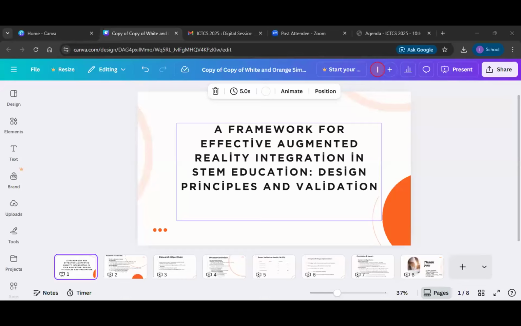Yes, you may start your screen share. So, is the screen visible?